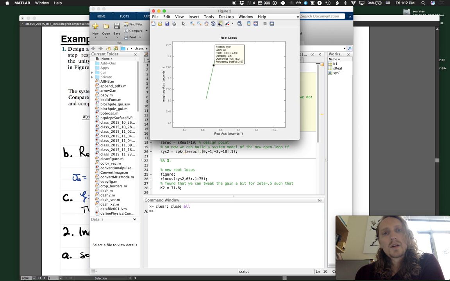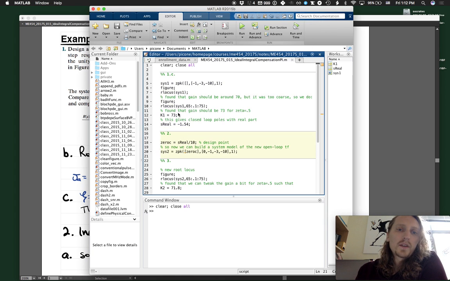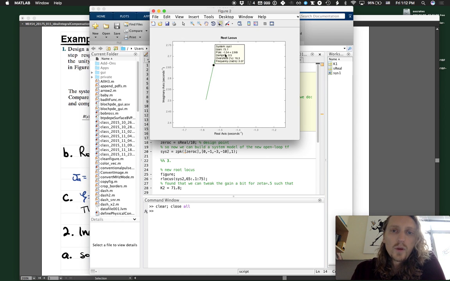So there are multiple values. It's somewhere around 73, 73.1, 73.2. So we'll call it 73. This gives the closed loop pole with the real part being negative 1.54. You can just read it off. It's the real axis value. You don't have to actually try to estimate, though. You can put a grid on this if you want, and that does help, but it's nice to use the data cursor to find a little bit better value. So negative 1.54 is the real part.